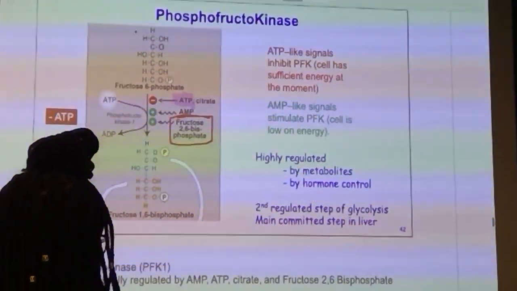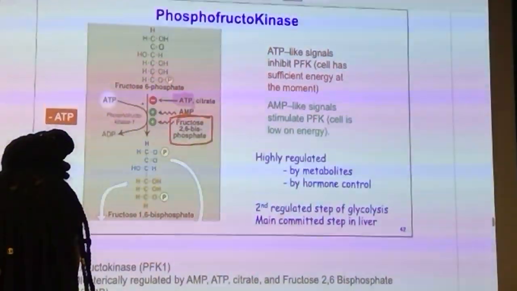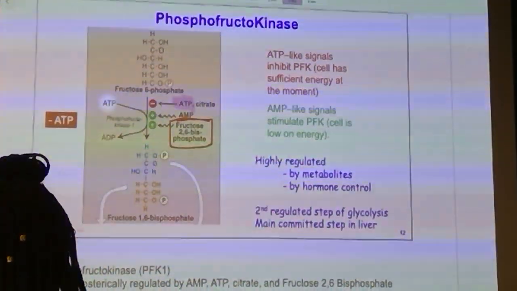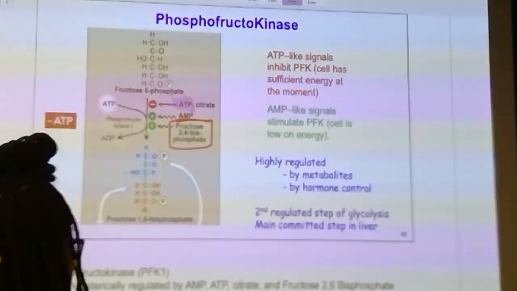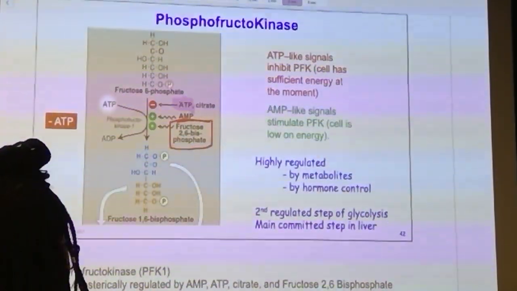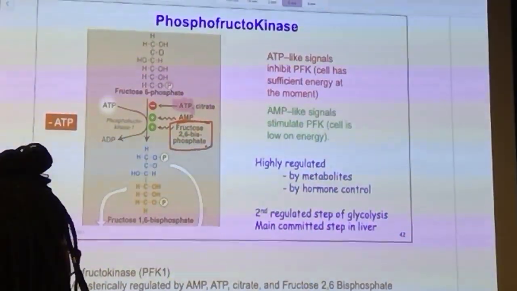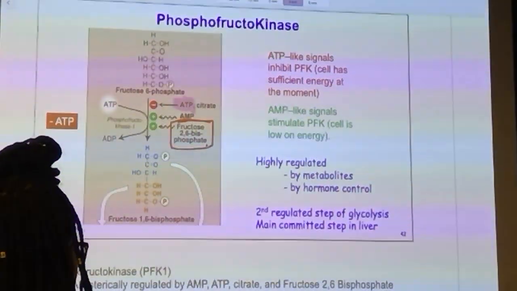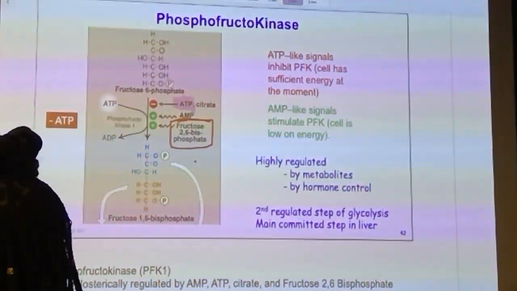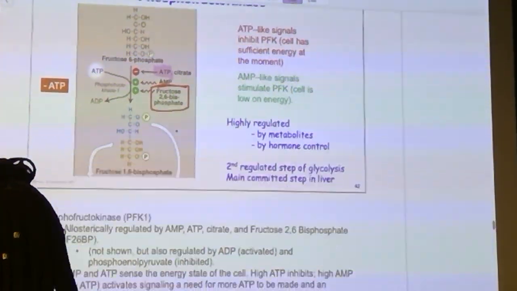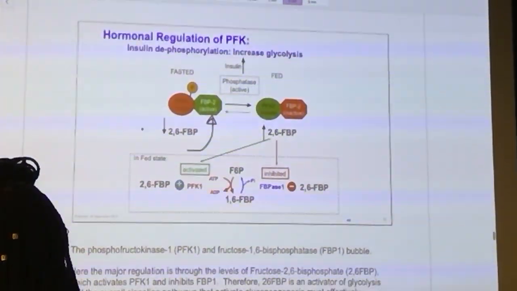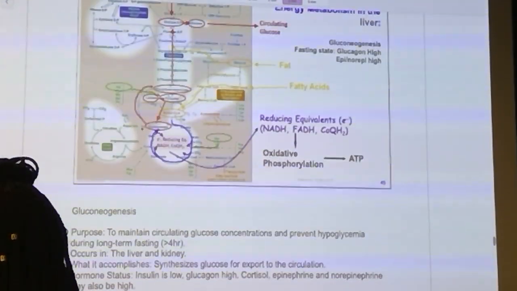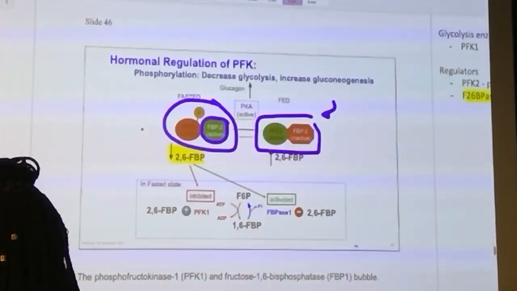Say that one more time. Yeah, the competitive site has the lower Km. So this is where the actual reaction happens. And then the allosteric site is the regulation site. So when there's high ATP, because remember ATP is a product, it will inhibit this enzyme. I think that's it.